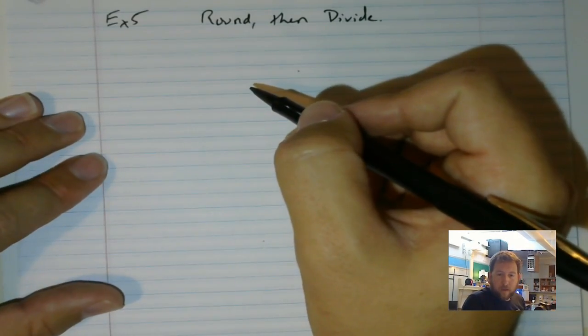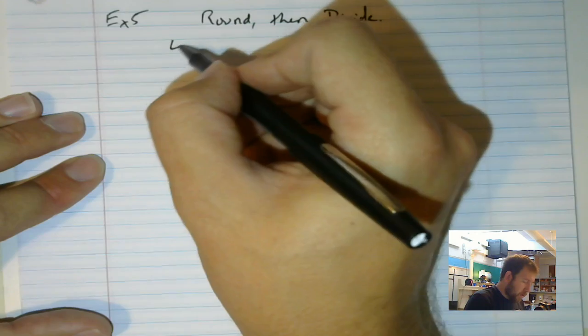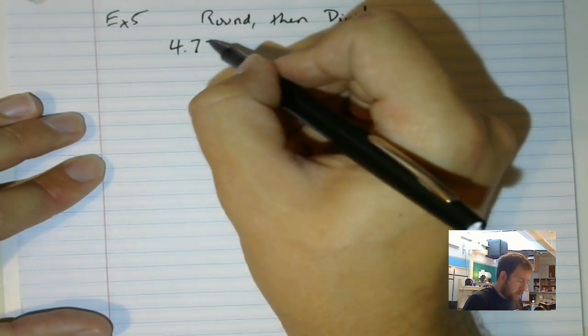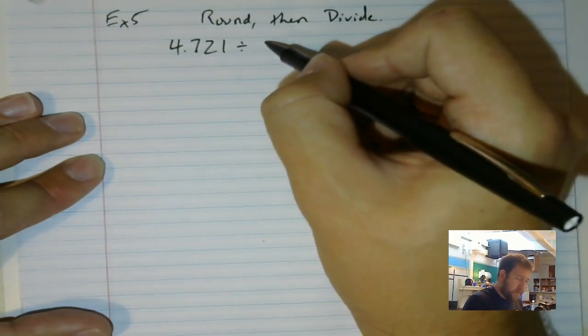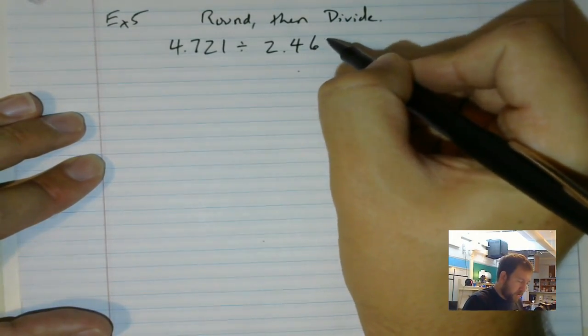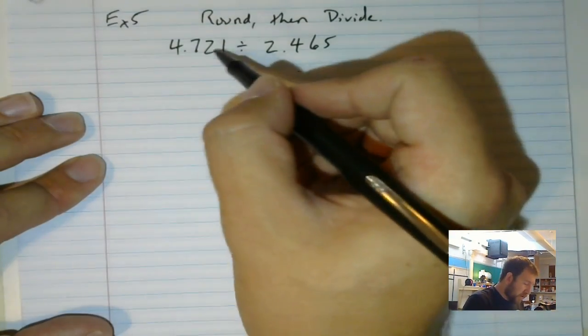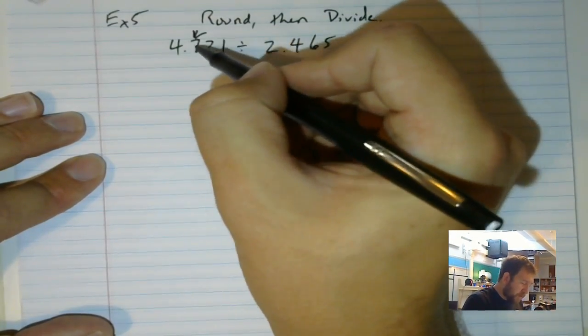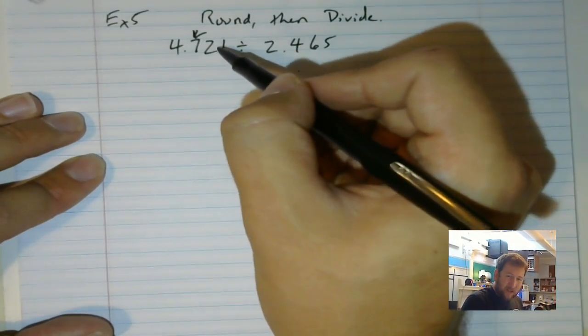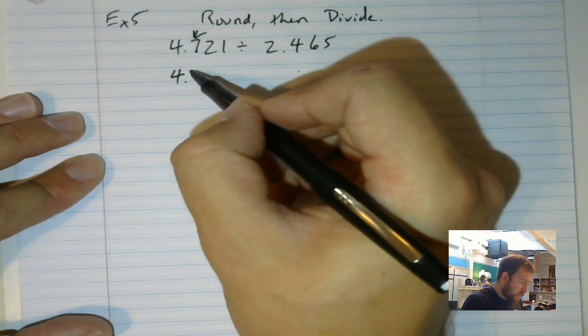All right. We have 4.721 divided by 2.465. Okay, first we're going to round to the nearest tenth. So let's look at this guy. This is going to be our rounding digit. So I'm going to look to the right. It's a 2, so I get to keep it the same, 4.7.